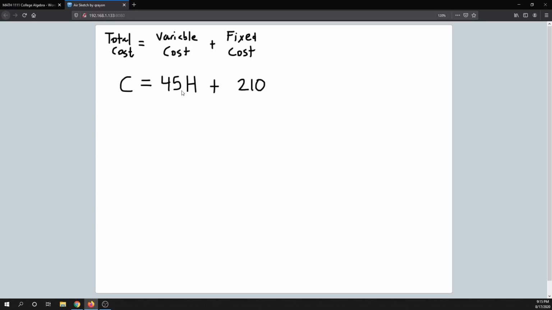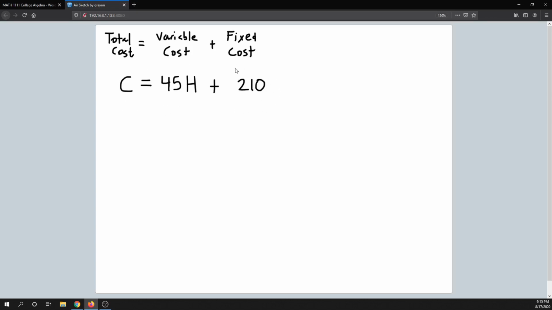In algebra, juxtaposition, the fact that they are next to each other, right? This 45 and the H means that they are being multiplied together, right? And so this would be the formula: 45 times the number of hours plus $210. And you can see this is a linear equation, right?